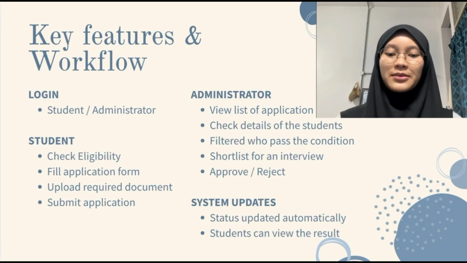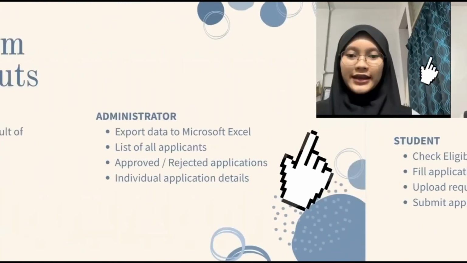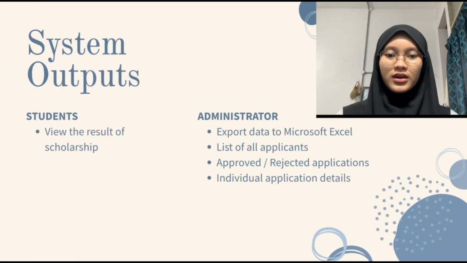Next, for system updates, the system will automatically update the application status once a decision is made. Students can log in at any time to view their application results. Next, I will explain the system output. For students, the system only allows them to view the result of their scholarship application, whether it is approved or rejected. Meanwhile, for administrators, the system provides several outputs.